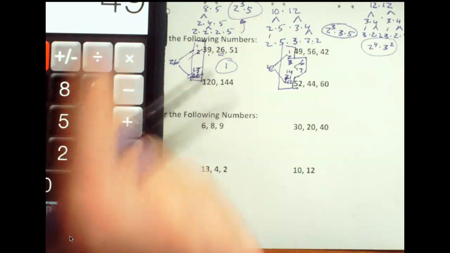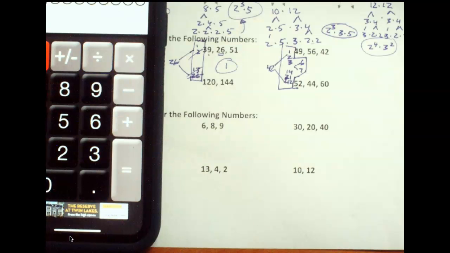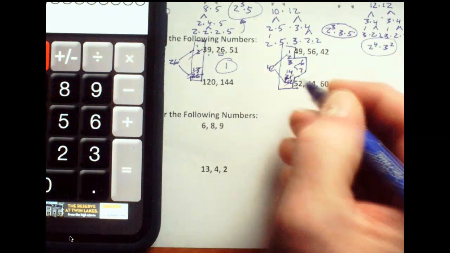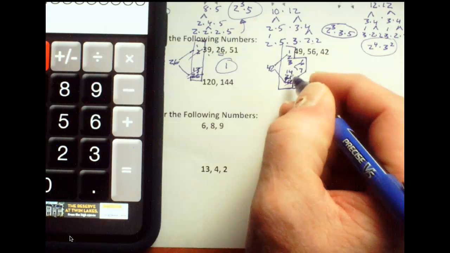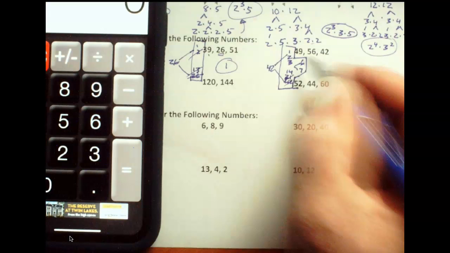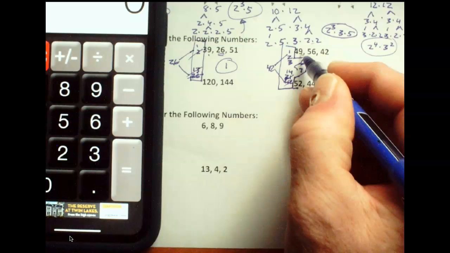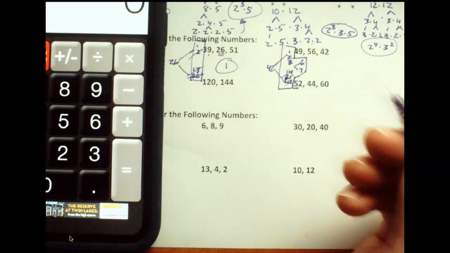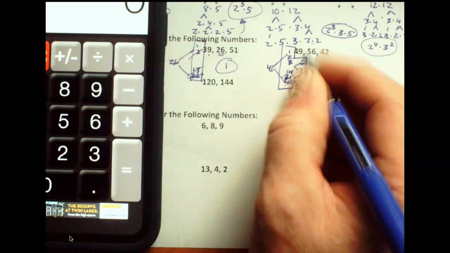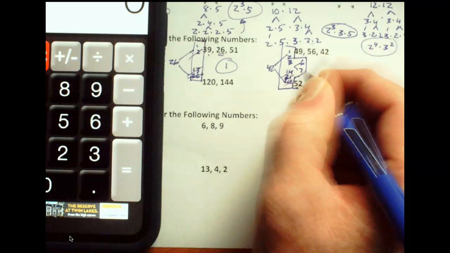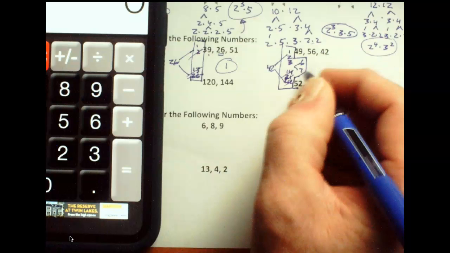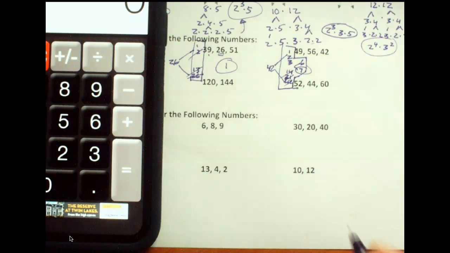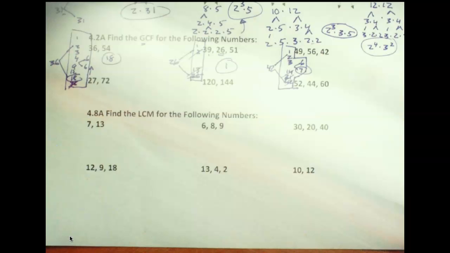Okay, so 49 divided by 21. No, it can't be 42, can't be 21. Let's try 14. Well, is 14 going to go into an odd number? No, it can't. 14 only goes into numbers that are even. So check 7. Is 7 going to go into 49? Yes. Is 7 going to go into 56? Yes. Here's your GCF.